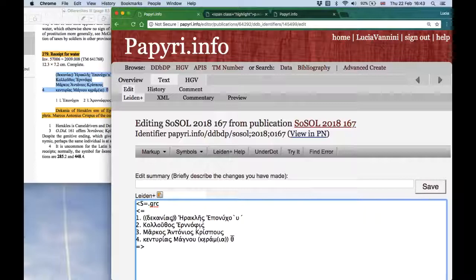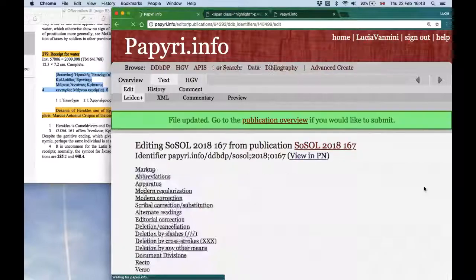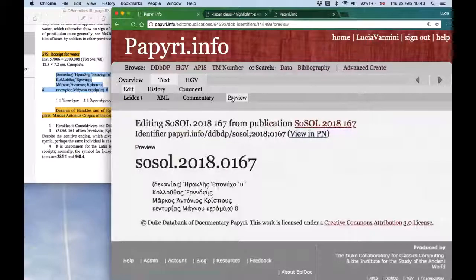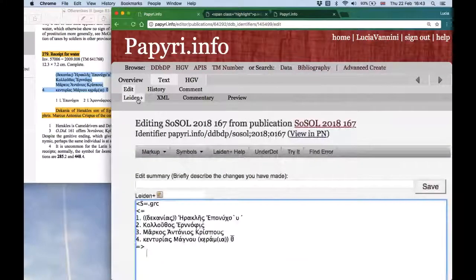And the extra set of brackets won't be displayed in the publication, as we can see in the preview. So I save and go to the preview. And as we can see, only one set of brackets is displayed. Then we go back to Leiden Plus.